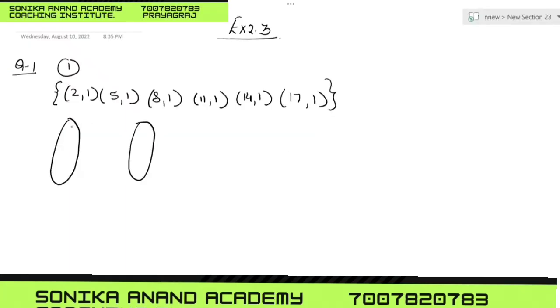Pictorial diagram. So we have 2, then 5, then 8, then 11. I will write over here 14 and 17. Clear? Now here we have 1, then again 1, then again 1, then 1, 1, 1, 1. Only 1. Every number is mapped with 1.